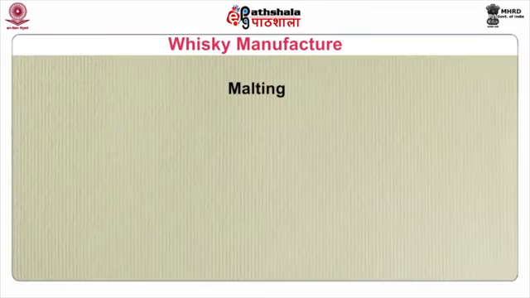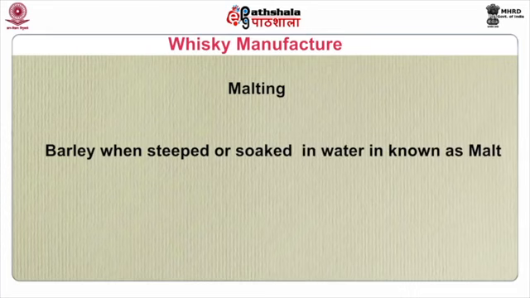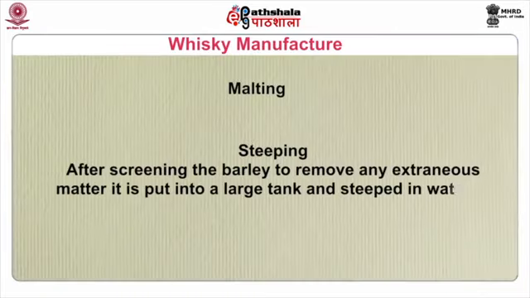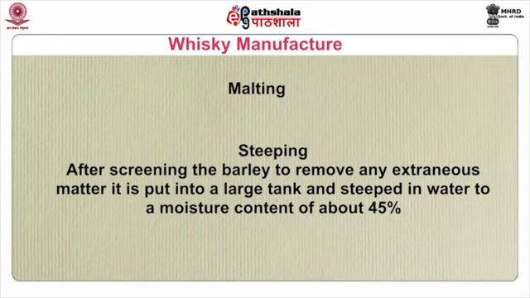The following process is used by distilleries for whiskey manufacturing. The first step is malting. Barley, when steeped or soaked in water, is known as malt. To produce good malt, the barley must be of good quality and low in nitrogen, as nitrogen may affect fermentation. Malting has three distinct steps. A. Steeping. After screening the barley to remove any extraneous matter, it is put into a large tank and steeped in water to a moisture content of about 45%. This is a simply accelerated version of the absorption of water, which would normally occur over several weeks in the soil.